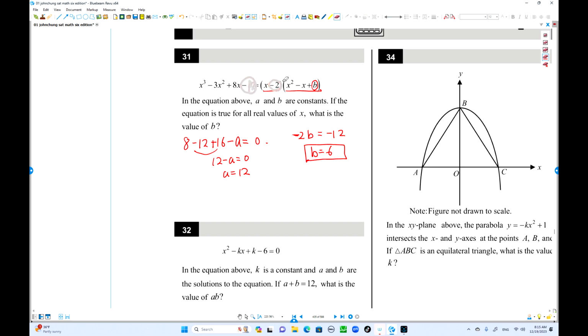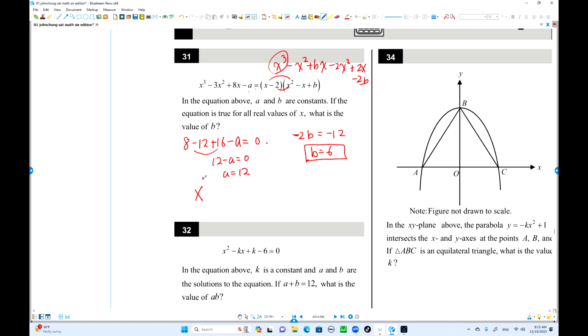Or you can expand everything. This is x cubed minus x squared minus bx, and 2x squared plus 2x minus 2b. After that you can compare by coefficient and solve with that. It doesn't matter. Anyway, we continue with this one.